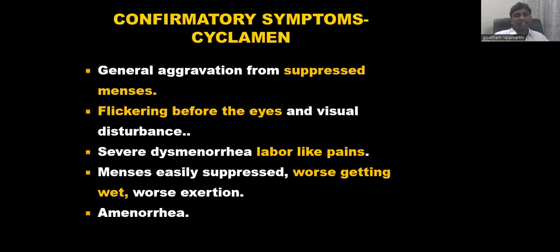Some of the confirmatory keynotes of Cyclamen: general aggravation from suppressed menses. So the suppression nowadays happens a lot. From the suppressed state of menses, the mental symptoms arise. If there is any flow, patient feels better. If there is any suppression, through any means, this mental state will arise. One of the classical symptoms: if there is any headache, before that headache, there are some visual disturbances, flickering before the eyes, severe dysmenorrhea, labor-like pains.